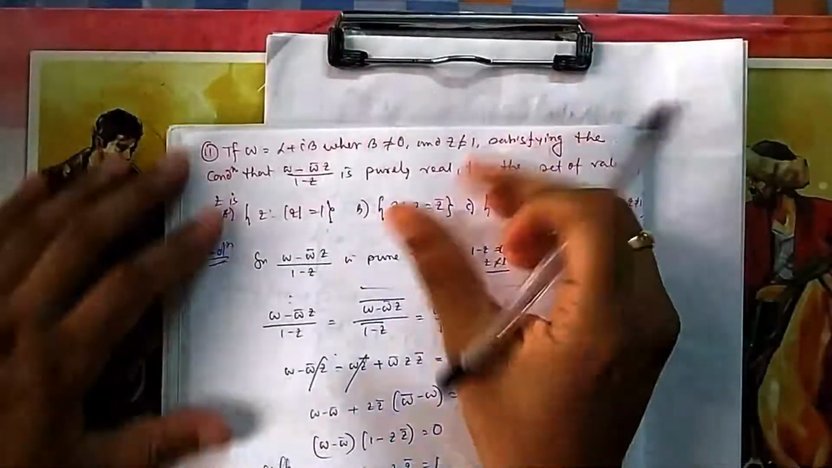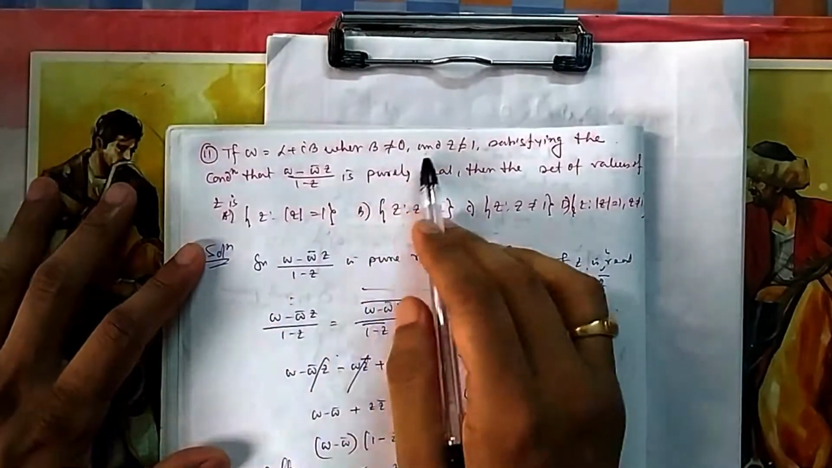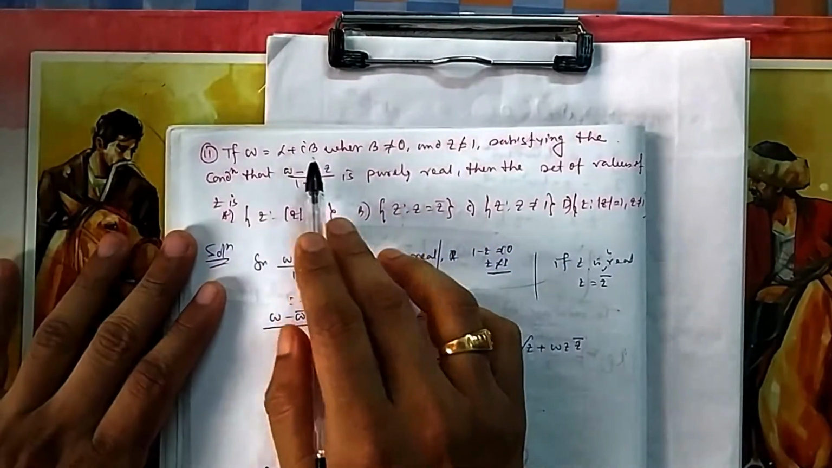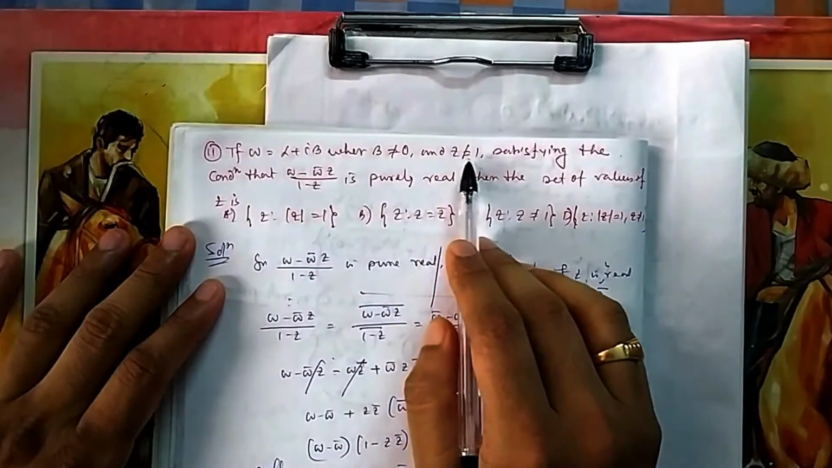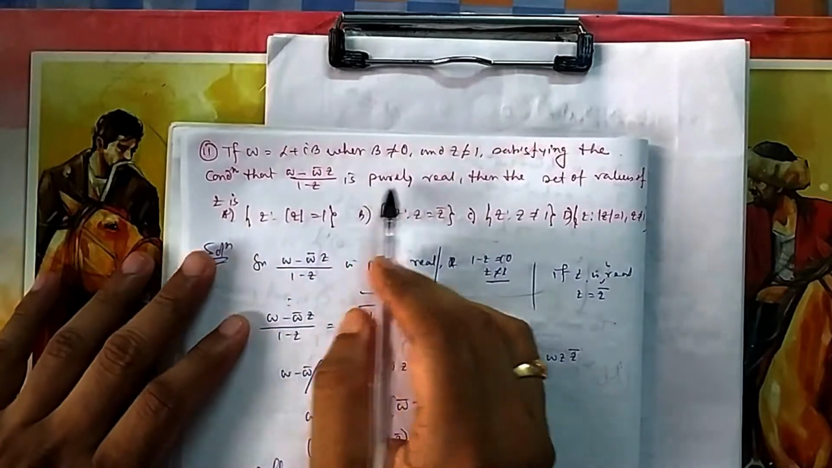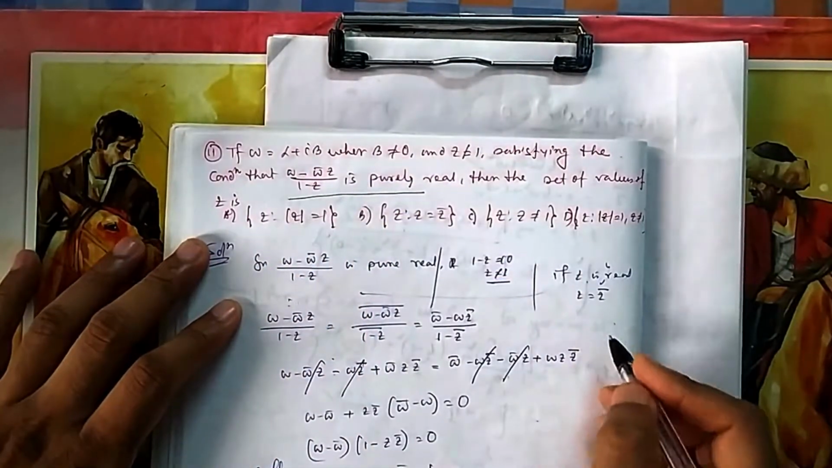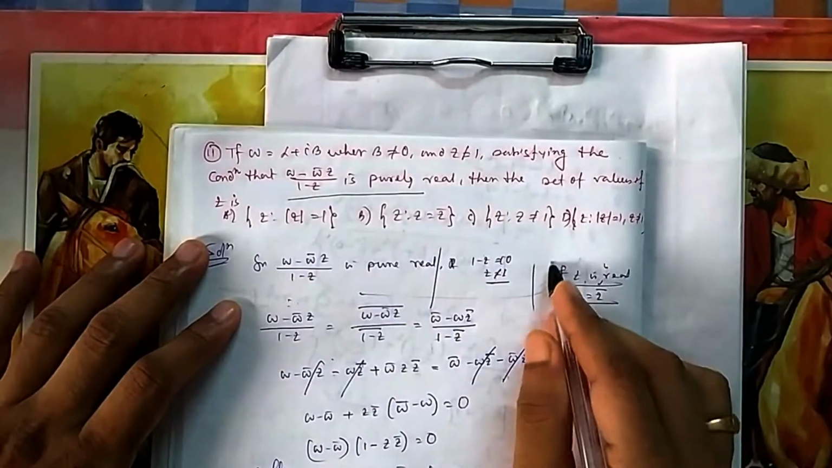Okay, in question number 11 it is asked, if omega is equal to alpha plus i beta where beta is not equal to 0. That means it will always be an imaginary number, it cannot be purely real, and z is not equal to 1. Satisfy the condition, this one, that this is purely real. Now one hint: once you get purely real, that means z bar is equal to z. So this is a good hint.